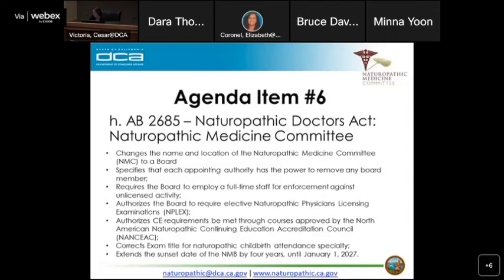Wonderful. So I will go ahead and take a roll call vote on this. Is a motion to support AB 2685. Dr. Thompson. Aye. Thank you. Dr. D'Amico. Aye. Dr. Mukherjee. Aye. Dr. Davidson. Aye. And Dr. Yoon. Aye. Great. Looks like this moves with 5 ayes.